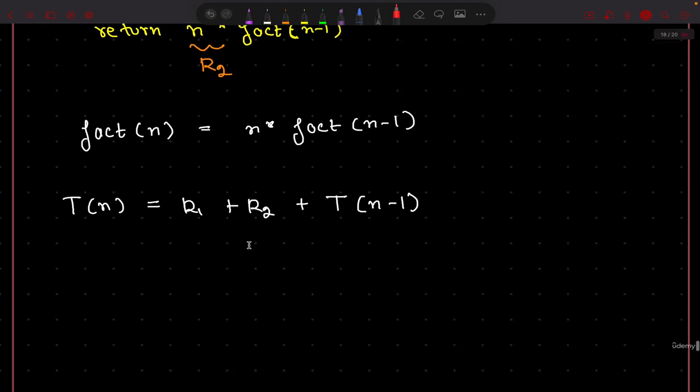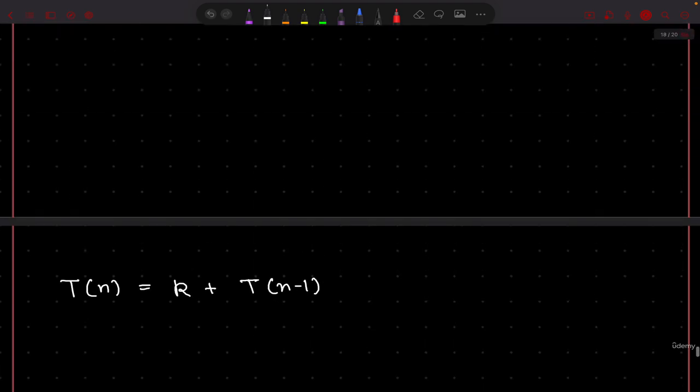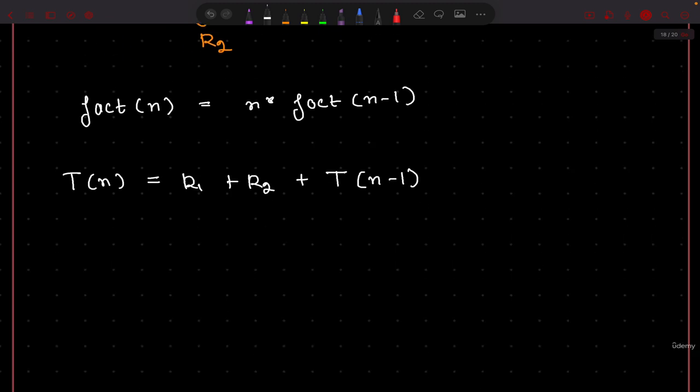So now let us expand on this relation to see how it can help us derive our time complexity. I'm going to write the relation again. T(n) is equal to k plus T(n minus 1). How come this is k? I have just combined both of these individual works into a bigger constant k, because they are constant, right?